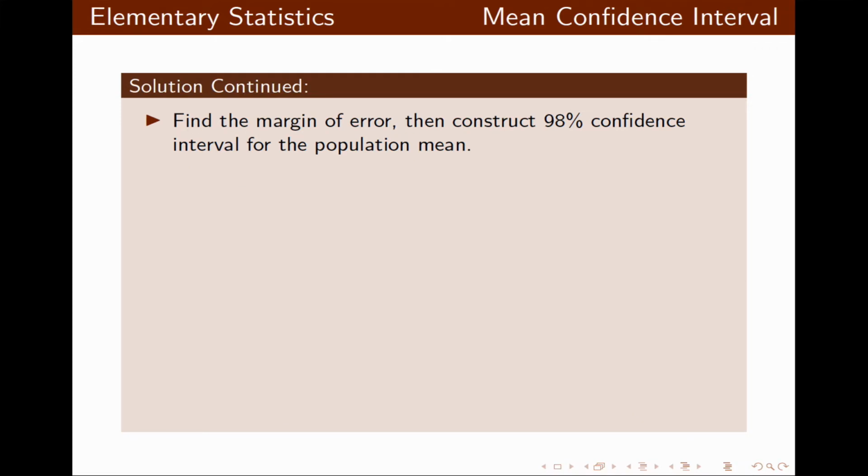Now we're going to compute the margin of error. We have the value for z, the value for sigma, and the sample size n. Plug those in, simplify. So the margin of error here is 4.4.